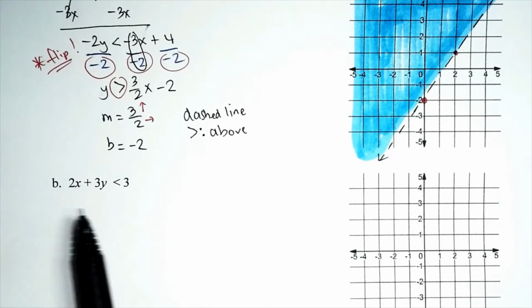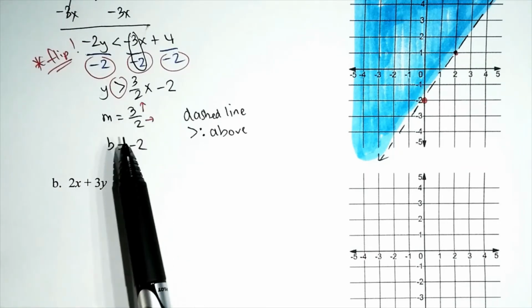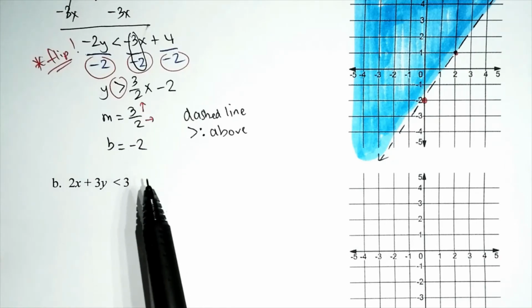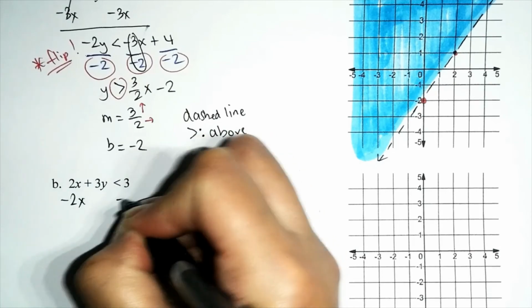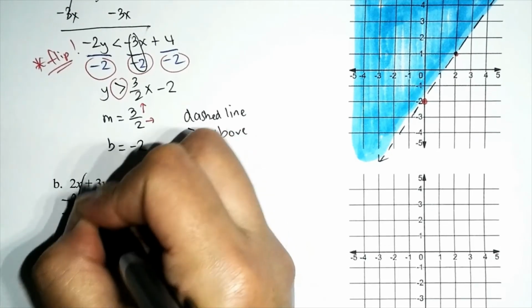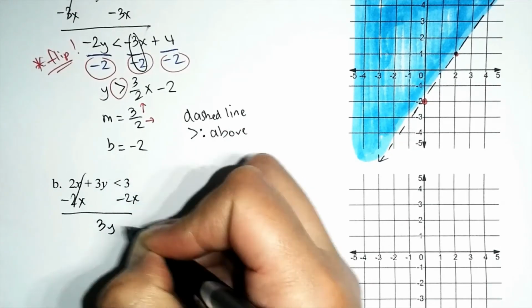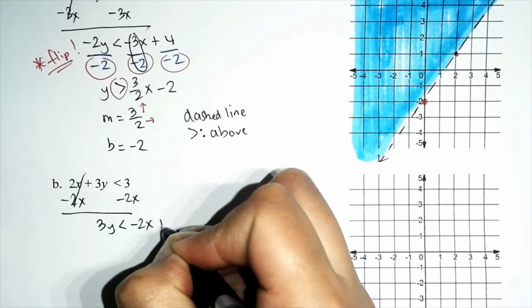So you can graph the line by using a table of values or using the intercepts, but for me I like using the slope and y-intercept. So let's go ahead, use that strategy. So we're going to isolate the y term. Let's go ahead, subtract 2x from both sides. That will leave us with 3y is less than negative 2x plus 3.